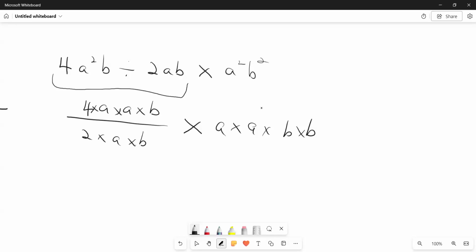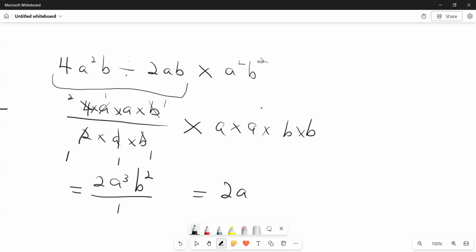And let's see if we can cancel. 2 over 1, 2 twos, one a cancels, no more a's, and this b cancels. What is left? We're left with 2 times a times a times a, that's 2a cubed, times b squared, because b by b here, so you have b squared all over 1. So your answer becomes 2a cubed b squared.